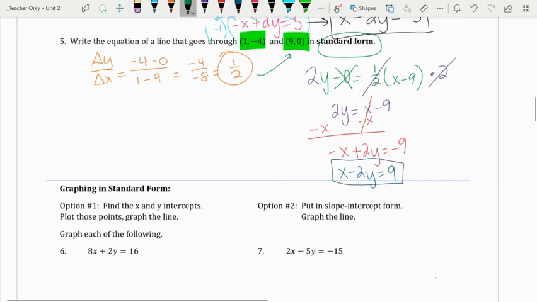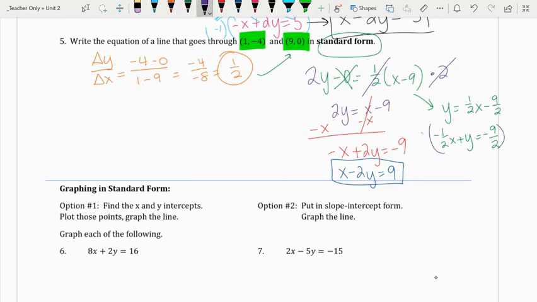Now again, in the green, if you didn't want to do that, you could have distributed the 1/2 and then moved the x over and then multiplied everything by negative 2, which would have given you x minus 2y equals 9. Okay, still the same answer. Doesn't matter which route you go.